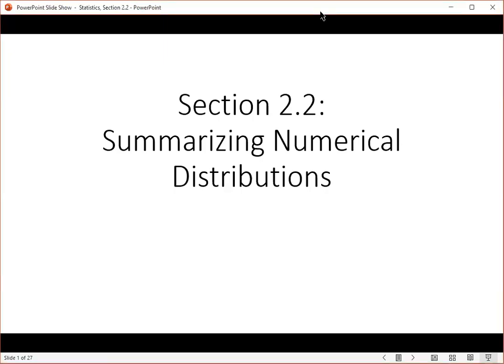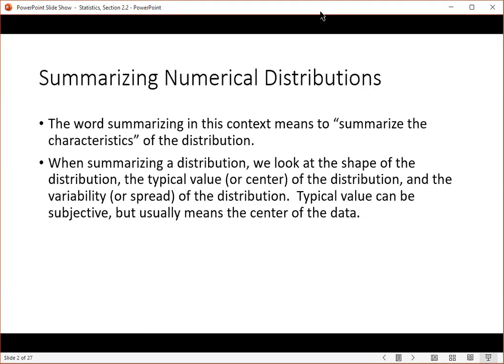Hello. In this video, we're going to cover section 2.2, which is on summarizing numerical distributions. The word summarizing in this context means to summarize the characteristics of the distribution. When summarizing a distribution, we look at the shape of the distribution, the typical value or center of the distribution, and the variability or the spread of the distribution. Typical value can be subjective, but usually means the center of the data.